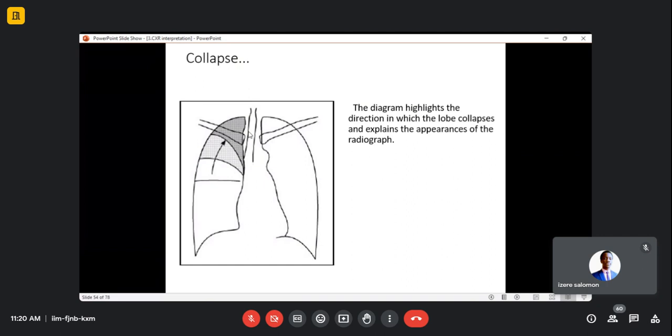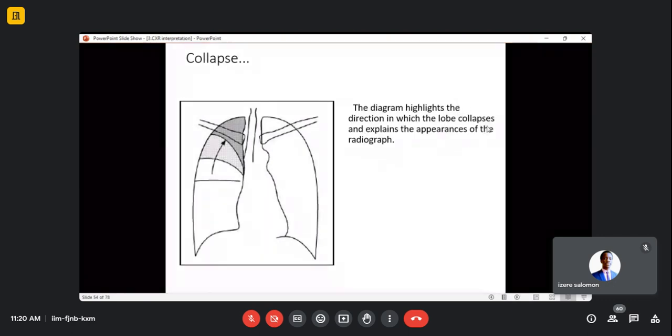And they are pulling on the mediastinum, the trachea, and even the horizontal fissure. The diagram highlights the direction in which the lobe collapses and explains the appearance on the radiograph we have seen before. Do you understand?